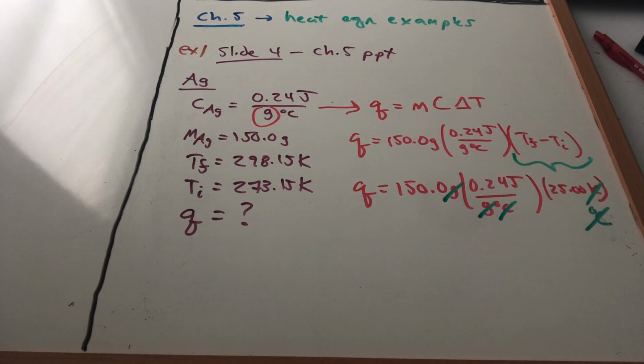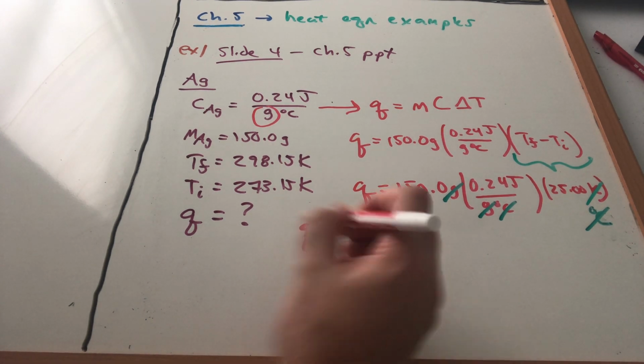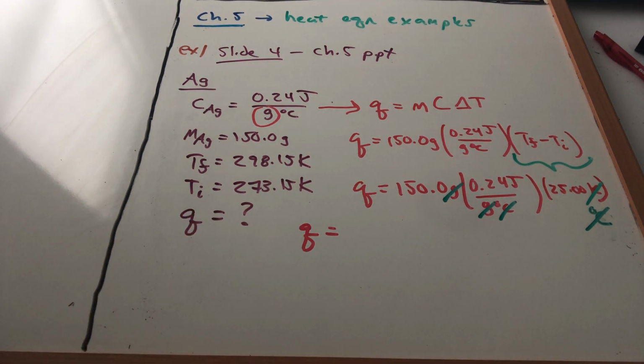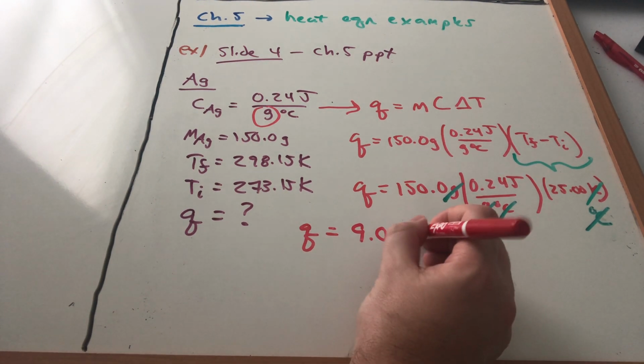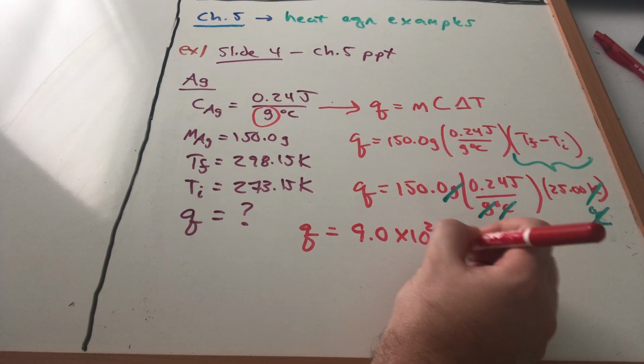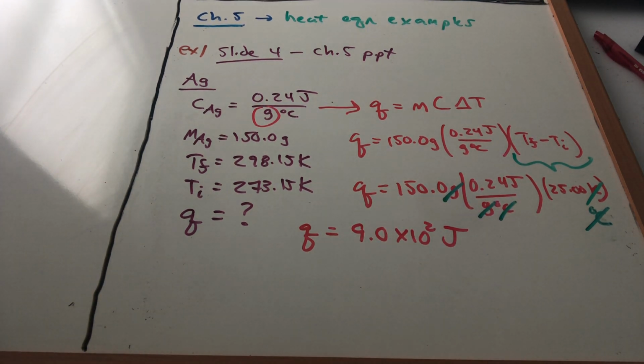And what we'll be left with is a Q that we can go ahead and calculate. A Q is a heat and a Q is an energy, so we're answering for energy by calculating our Q. There'll be two significant figures, and what we get is 9.0 times 10 squared joules. Right, 9.0 times 10 squared joules.